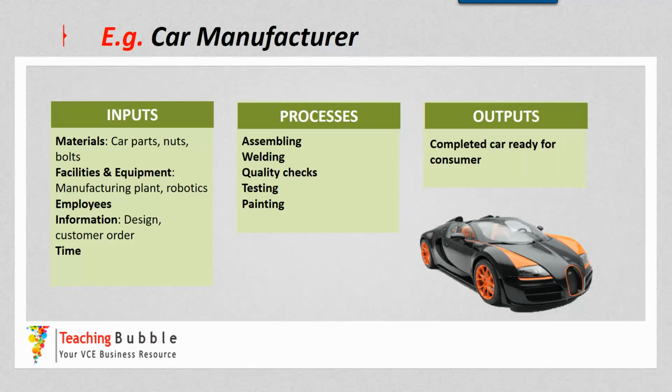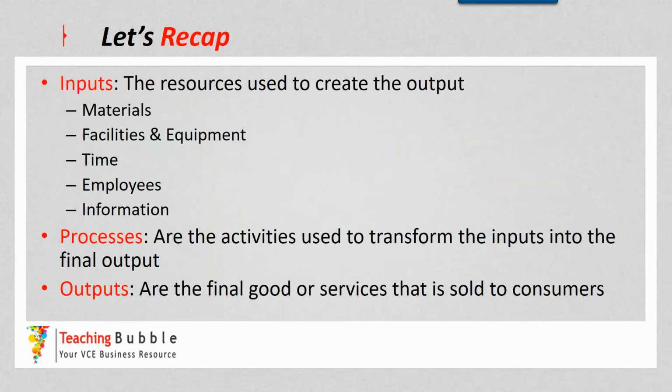Hopefully that gives you a basic understanding of what the operations system is for a car manufacturer. To recap, there are three key elements of an operations system. First of all, the inputs, which are the resources used to create the output: the materials, facilities and equipment, time, employees and information. Processes are all the activities used to transform the inputs into the final output. And the output is the final good or service that is sold to consumers.